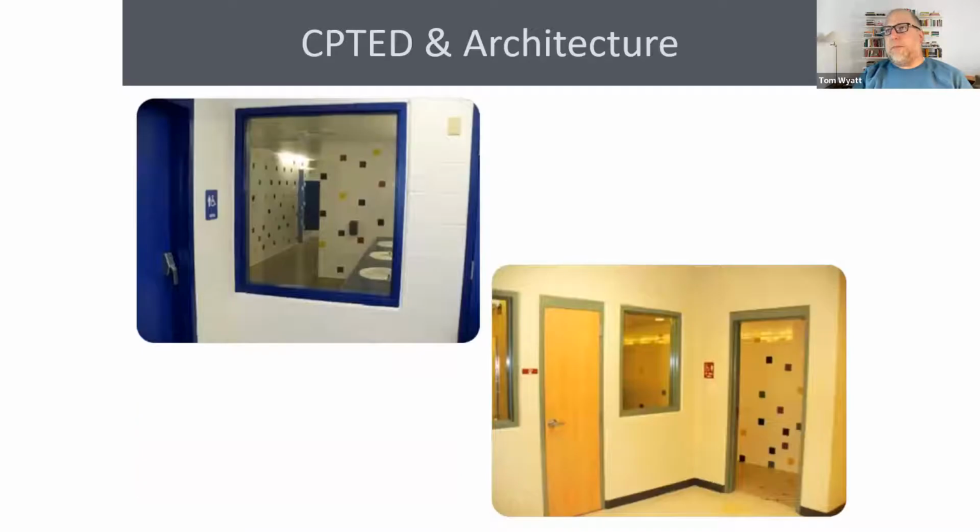Next slide. Here's an example of what we're seeing in some bathrooms. They're laying out the bathrooms so that the private areas remain private, but the areas near the sinks are visible, so that if there was any type of bullying or other activity happening, it removes one part of the bathroom where that activity can happen unseen.